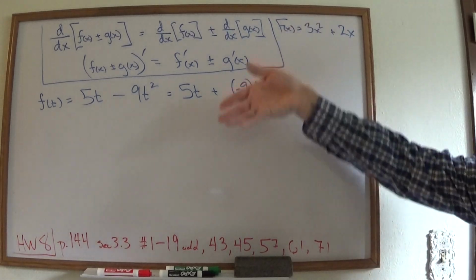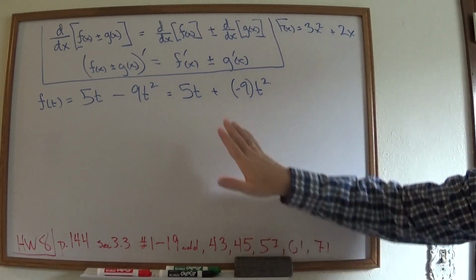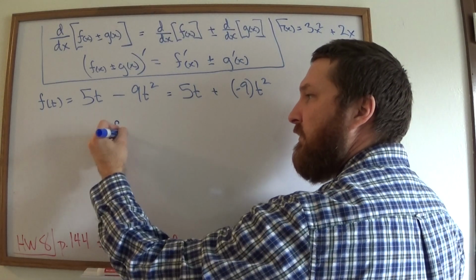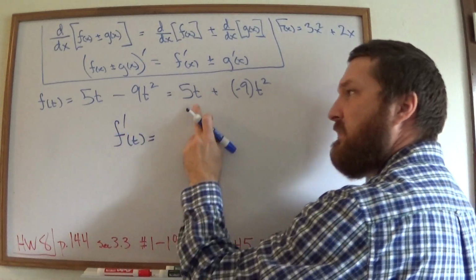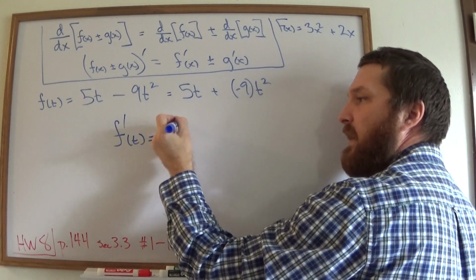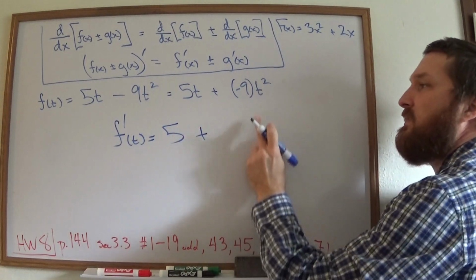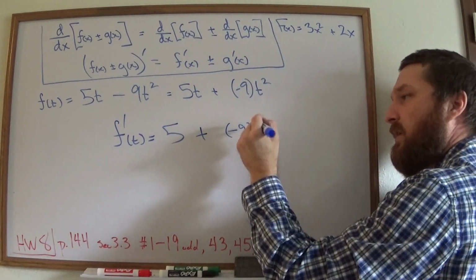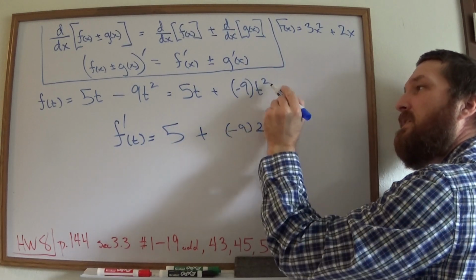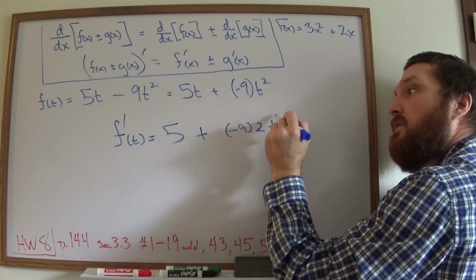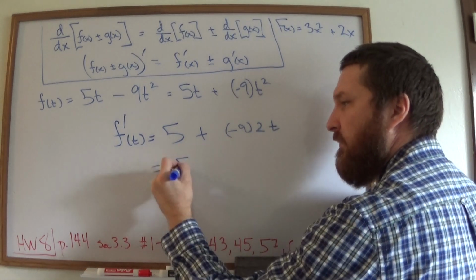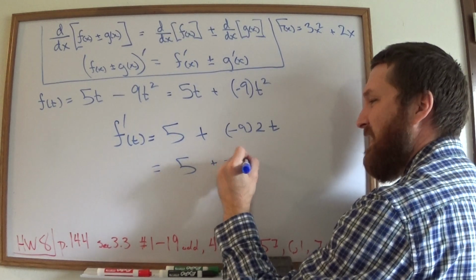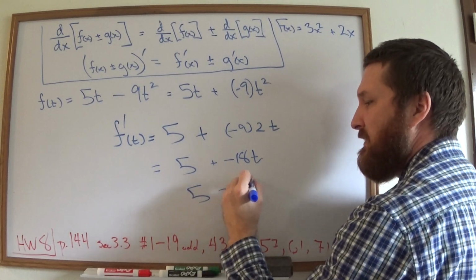And so this is what I mean. We don't need to go through all of this to actually do this. We say, okay, now we have a sum of these things. So what's its derivative? f prime of t should be, what's the derivative of that? 5, just plain old 5, plus negative 9 times the 2 jumps down and the power gets decreased by 1. So it's just t. And so that's 5 plus a negative 18t, or 5 minus 18t.